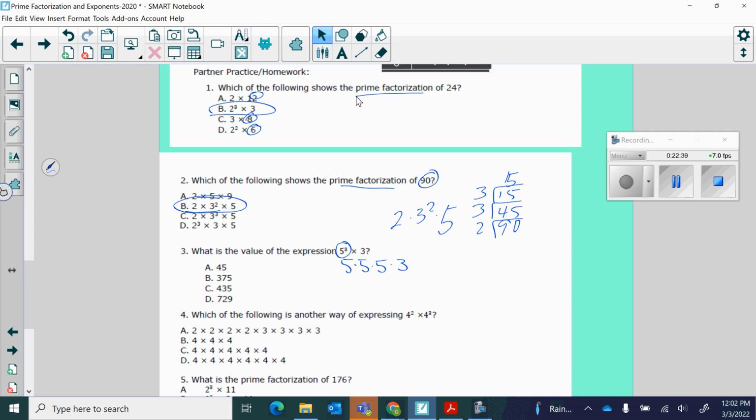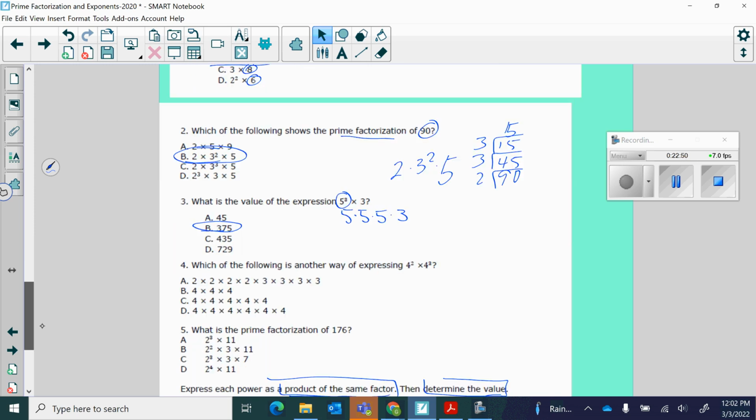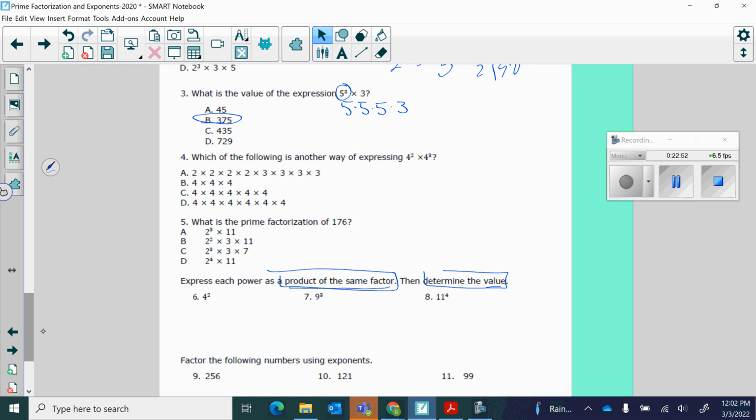So 5 times 5 is 25. 25 times 5 is 125. 125 times 3 gets me 375. Another way of expressing the 4 to the 4th. So that means our 2 to the 4th, I need 2 4s there, 3 4s there. So I need the one with 5 4s, which is answer C.